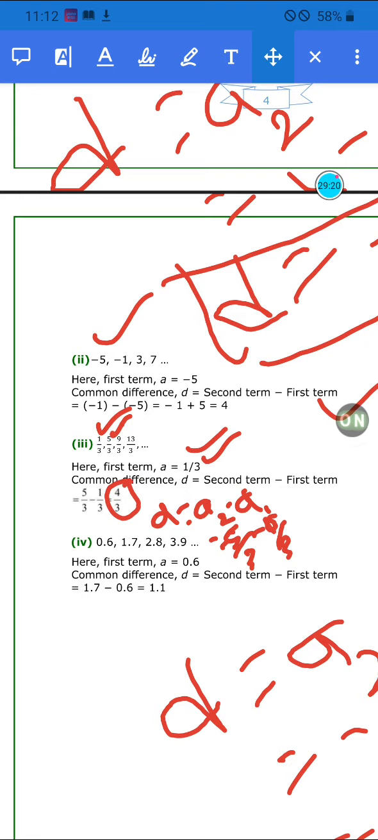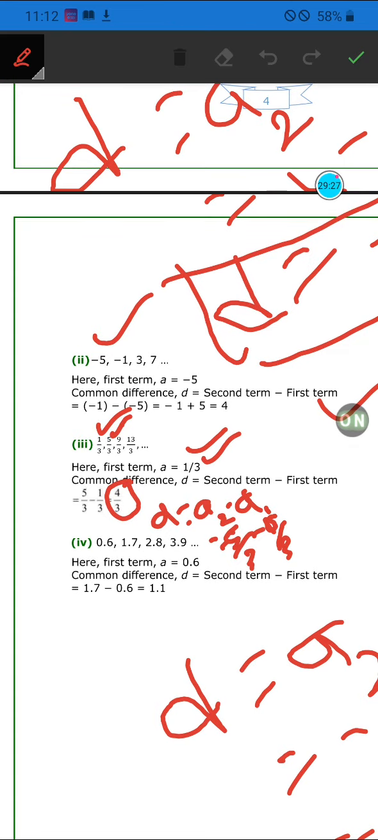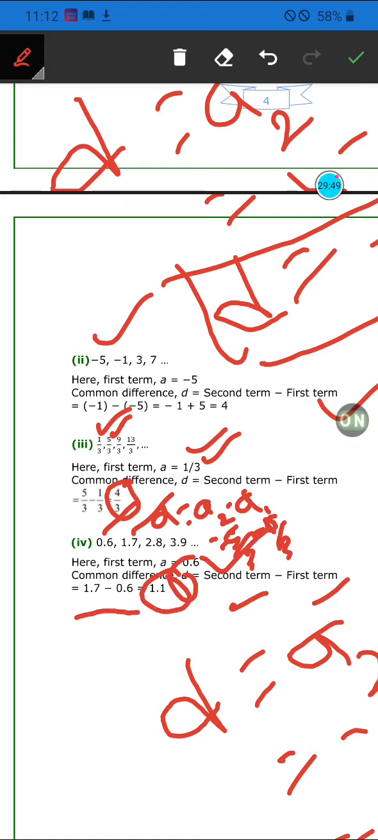Go through the fourth question: minus 1.6, minus 0.1, 1.3, 2.8, 4.3. So what is the first term? A value equal to minus 1.6. What is D? Second term minus first term. What is the second term? Minus 0.1 minus first term, minus 1.6. It becomes 1.5. So D value in the fourth question is 1.5. Okay.